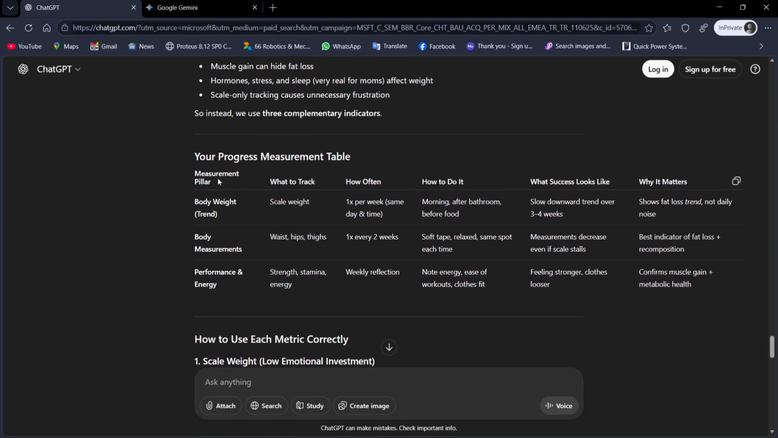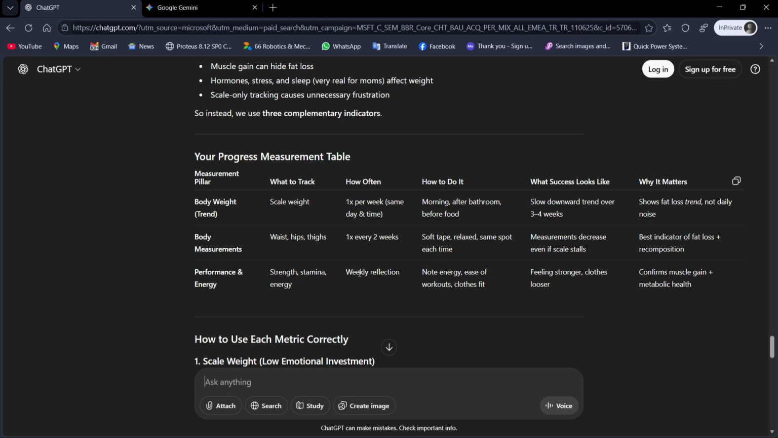So let's see. Measurement pillars: body weight trend, body measurements, performance and energy. So scale weight, waist, hips and thighs, strength, stamina and energy. So for example, how often? Once per week, same day and time. How often? Body measurements once every 2 weeks.